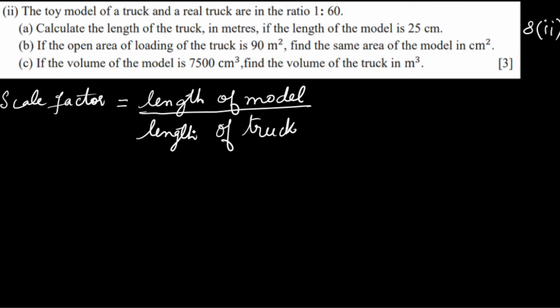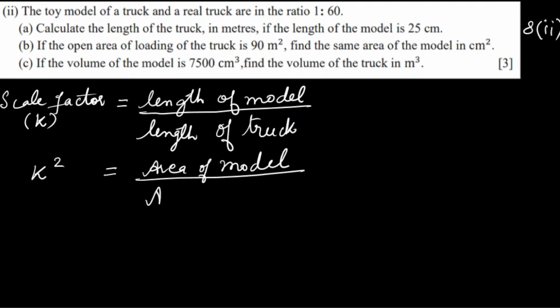Okay, so length of model by length of truck. It can also be expressed in terms of area. When it is expressed in terms of area, the scale factor we write with K. So K is equal to length of model by length of truck. When we express it in terms of area, it will become K square. So K square is equal to area of model by area of truck.